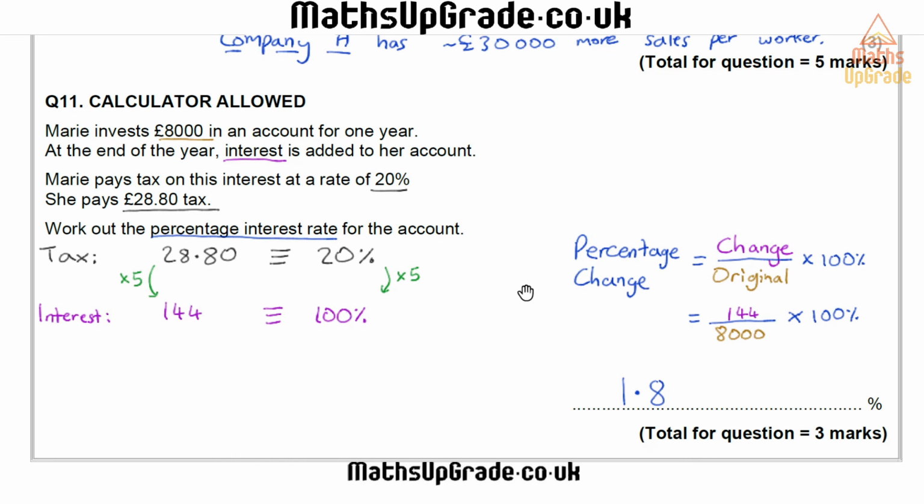Now, to find the percentage interest rate for the account, I just need to write the change divided by the original times 100%. Since it changed by £144 and the original amount was £8,000, I can write that as a fraction, turn it into a percentage by multiplying by 100%, and that gives me 1.8%. And that whole question there is worth 3 marks.